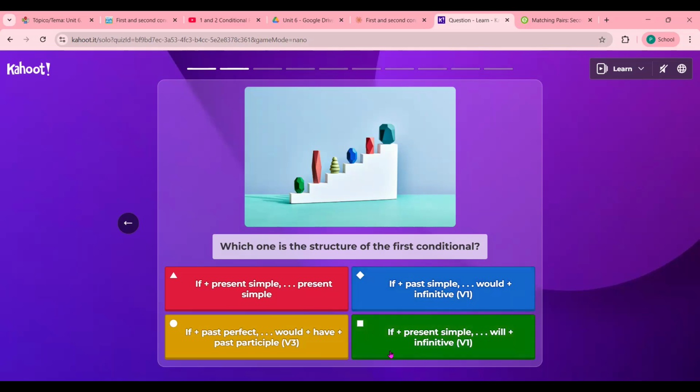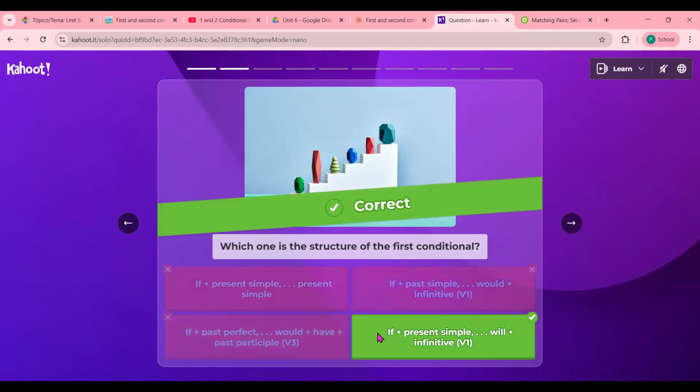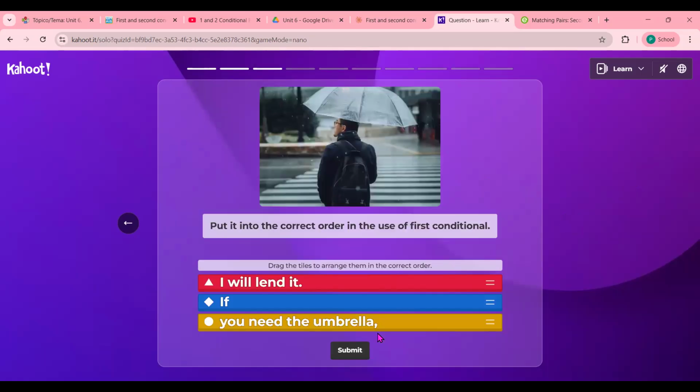The structure says: if plus present simple, will plus infinitive. This is the structure, my dear Deborah. Now, order this sentence. It is the first conditional. What is the order, my dear Deborah?